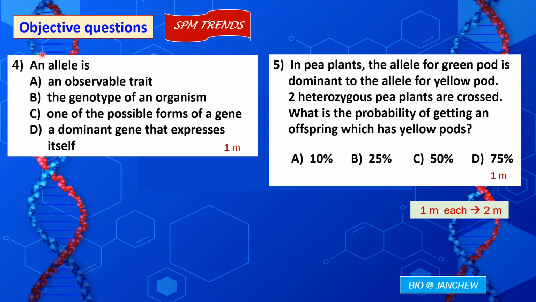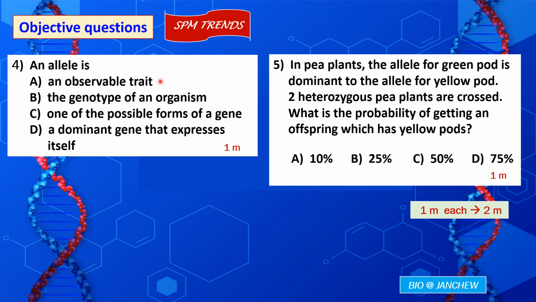Alright, so the definition of an allele is that it is one of the alternate forms of a gene. And usually there are 2 alternate forms. Okay, like for example, the gene for height in the pea plant consists of 2 alleles, 2 possible forms. The allele for tall stem and the allele for dwarf stem. Alright, so the best answer here is that an allele is one of the possible forms of a gene. Okay, that's the best answer.